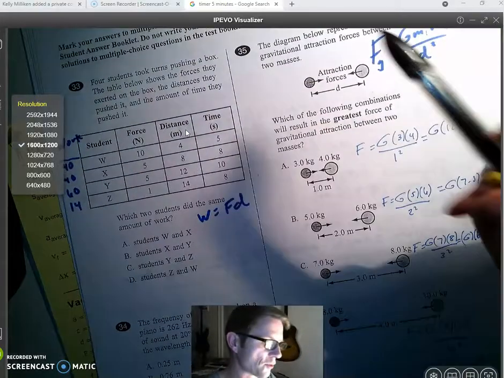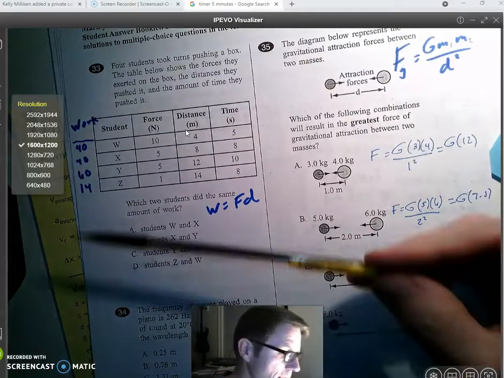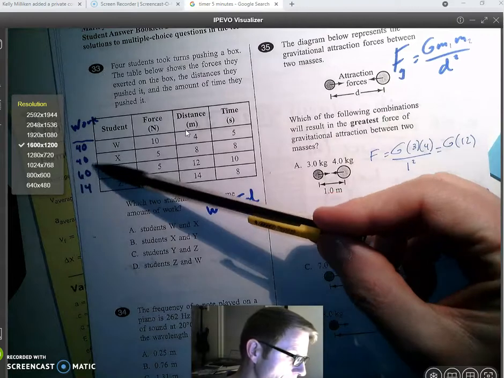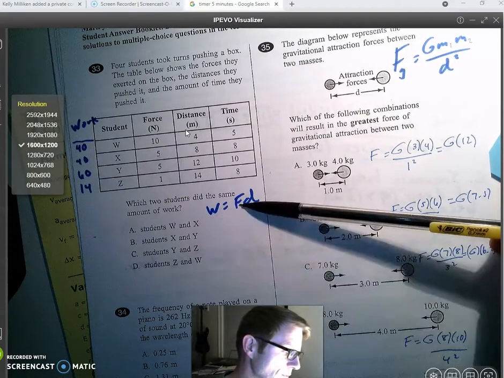33. Work is force times distance. Just take the force, multiply by the distance. The time is irrelevant. Look at these two. W and X are the same. 40 joules, 40 joules. 10 times 4, 5 times 8. Work is force times distance.